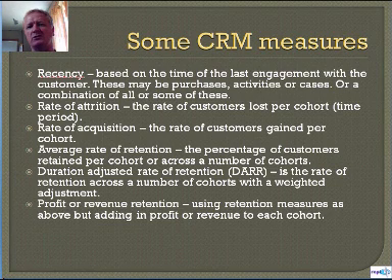And then we start getting into the retention rates. And the first one is the average retention rate, which is the percentage of customers retained per cohort or across a number of cohorts. Then we get a duration adjusted retention rate, which is a bit of a mouthful, but it's simply the retention rate across the cohorts with a weighted measurement. And lastly, we'll have a profit or revenue retention rate, and these are using the same measures but adding in a profit or a revenue calculation to each cohort.